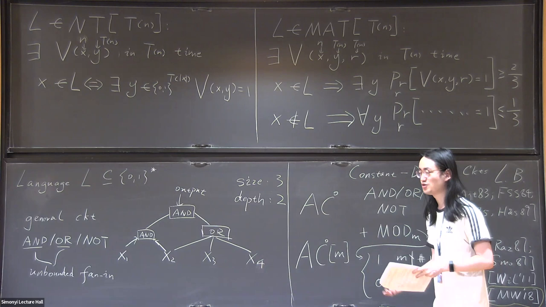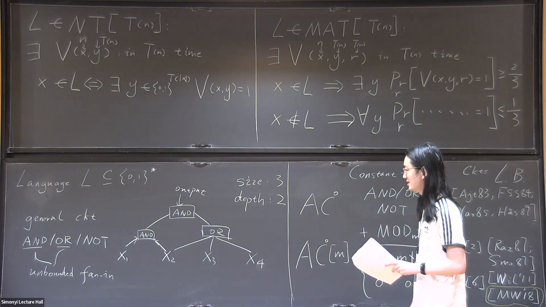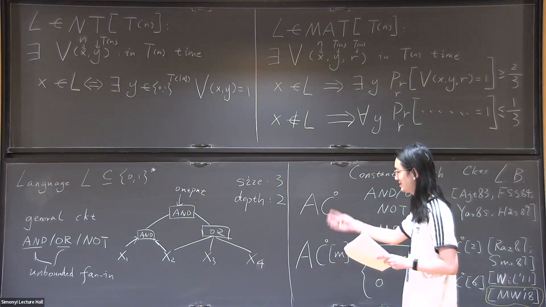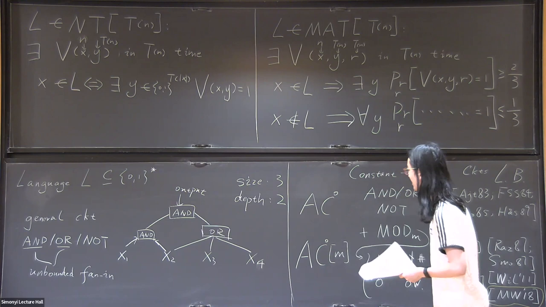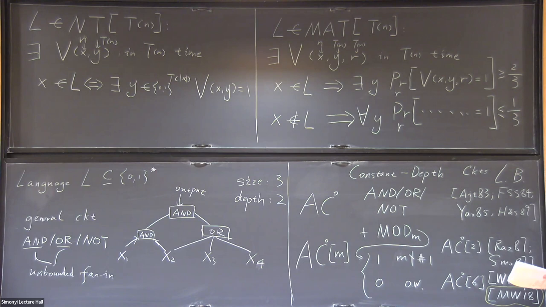For example, if you can prove that for some function f in NP, it cannot be computed by polynomial size circuits, then it will imply P does not equal NP. So people have tried very hard to prove circuit lower bounds. But unfortunately, that's not very easy.